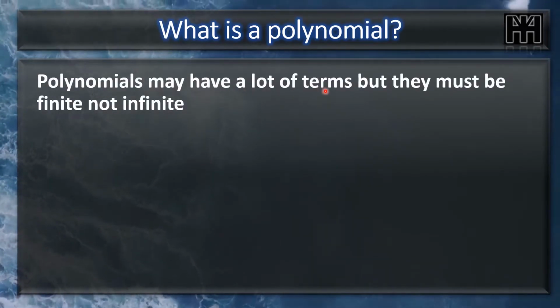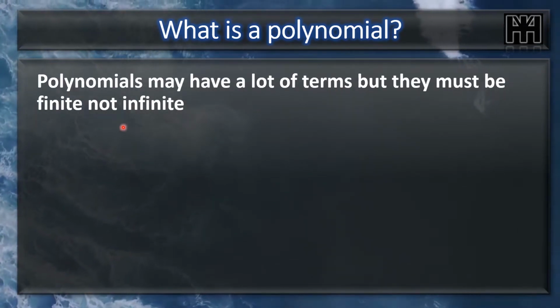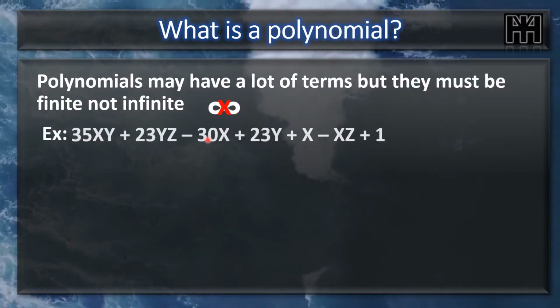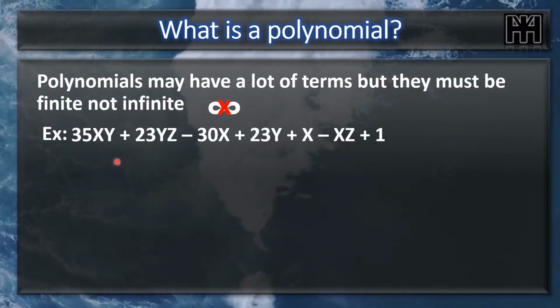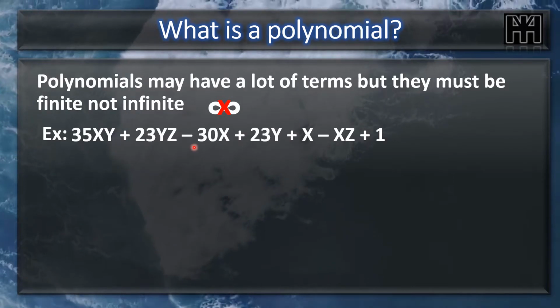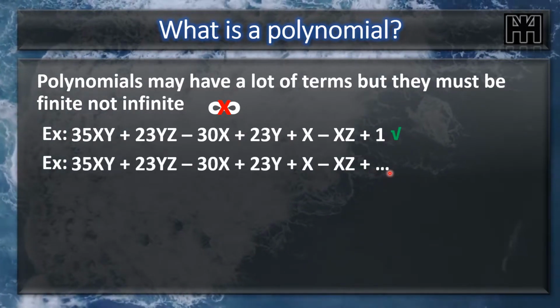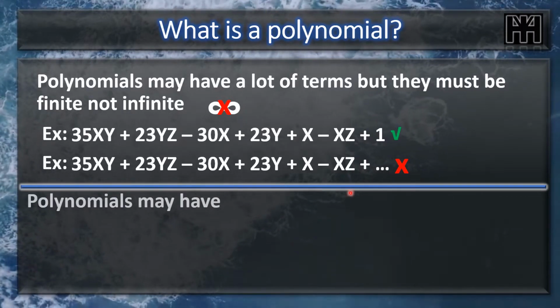Polynomials might have a lot of terms, but they must be finite, not infinite. Okay? They have to be finite. They have to have a start and end. They can't be infinite. Okay, this is right, but this is continuous, so this is wrong.